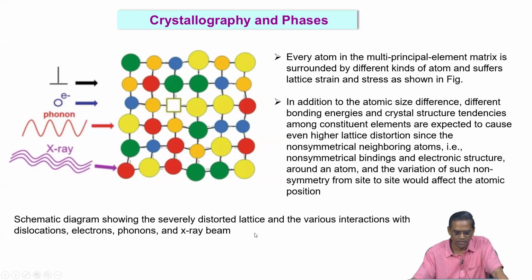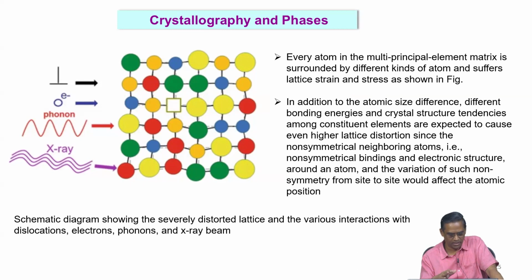So, when you have this kind of a scenario in a normal lattice, what will happen? Suppose I replace this lattice with a normal lattice, a uniform, undistorted one. Still a dislocation can go through, still a phonon can go through, an X-ray can go through, an electron can go through. What difference will it make?